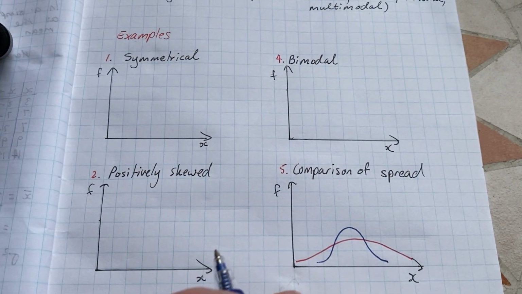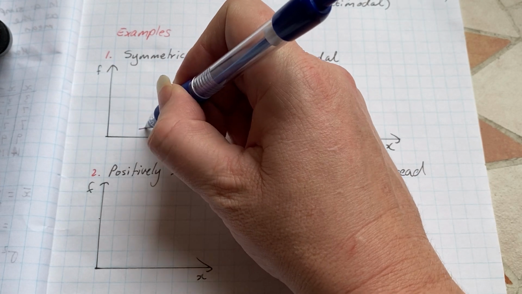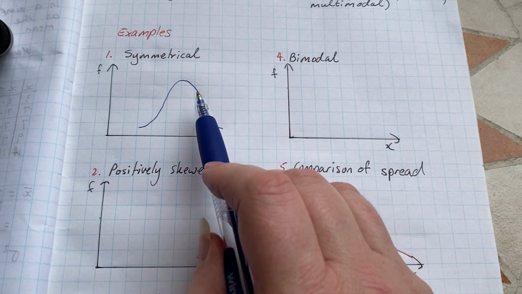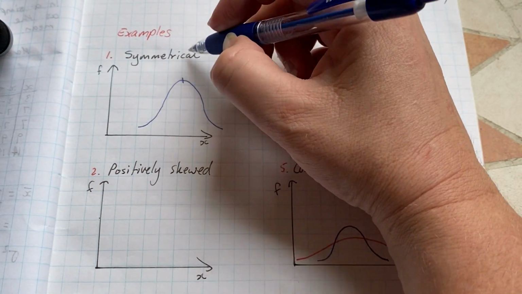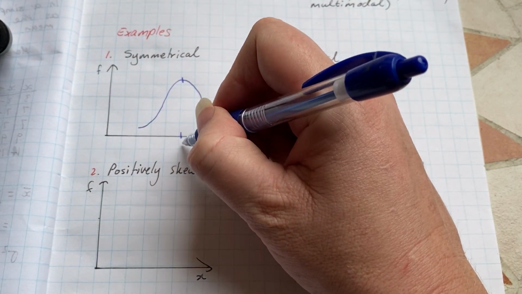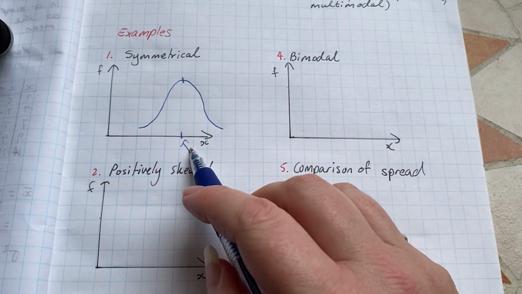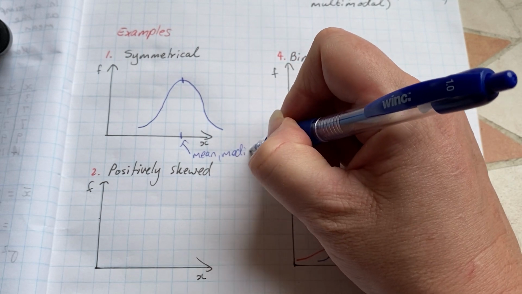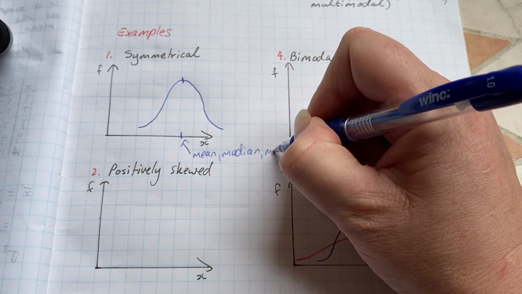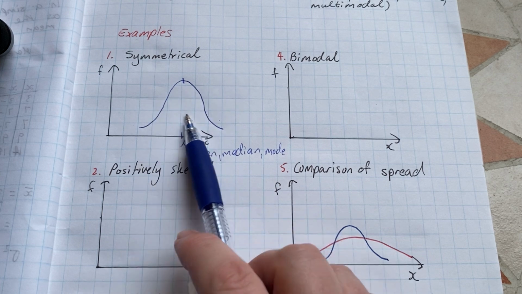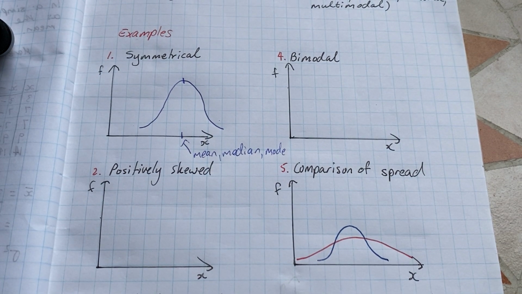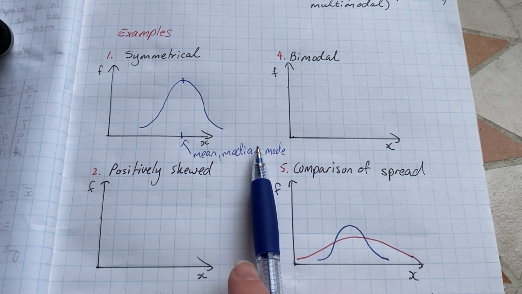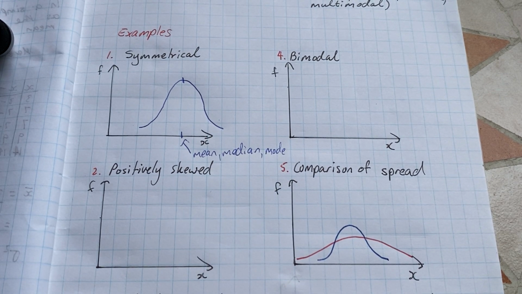So if it's symmetrical, it might look something like that. The tails would be pretty even. In this case, this score here would be the mean, the median, and the mode. The mean, the median, and the mode are all equal if the data is symmetrical. Sometimes data might not be entirely symmetrical, but we'd still say it's fairly symmetrical. So the mean, median, and mode may not be exactly equal, but they'll be pretty close.